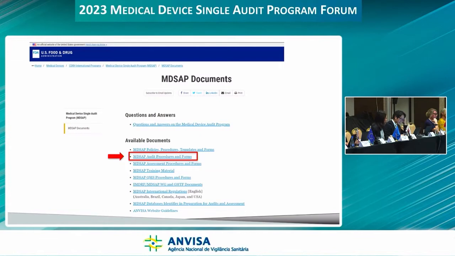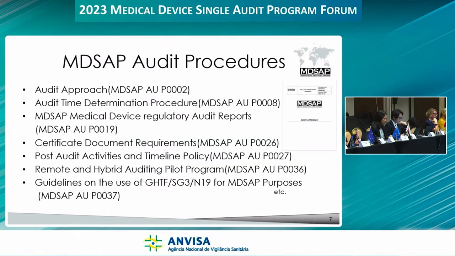Secondly, audit procedures. Audit procedures define how MDSAP auditing organizations conduct MDSAP audits. AUP02 MDSAP audit approach is the guidance document for MDSAP auditors to perform MDSAP audits. AUP08 audit time determination addresses how to calculate audit time under the MDSAP. We have AUP19, which defines the content of the audit report, and P26, which is a procedure of the MDSAP certificate.